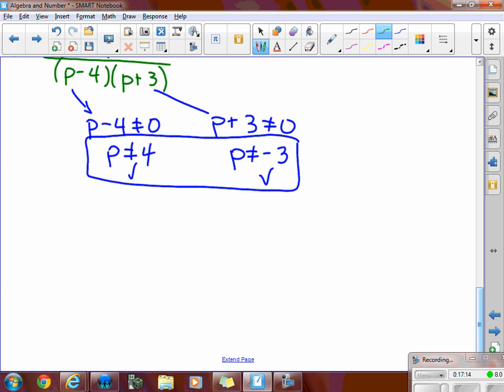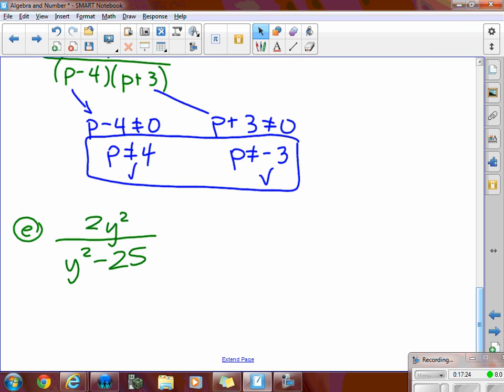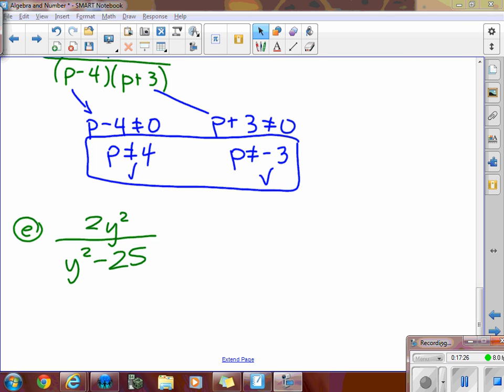Here's the last one that I'm going to let you sort of try. 2y squared over y squared minus 25. I'm not going to give you too much direction on this one, but I want you to see if you can try to solve. All right, now we had some time to look at it. Some people told me their answers, and they're correct. But how do we get this?